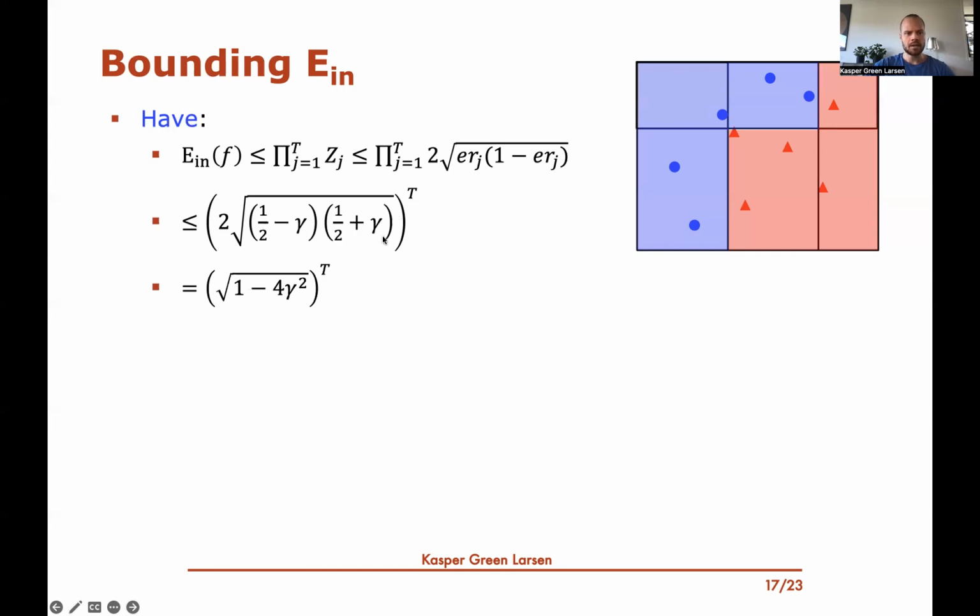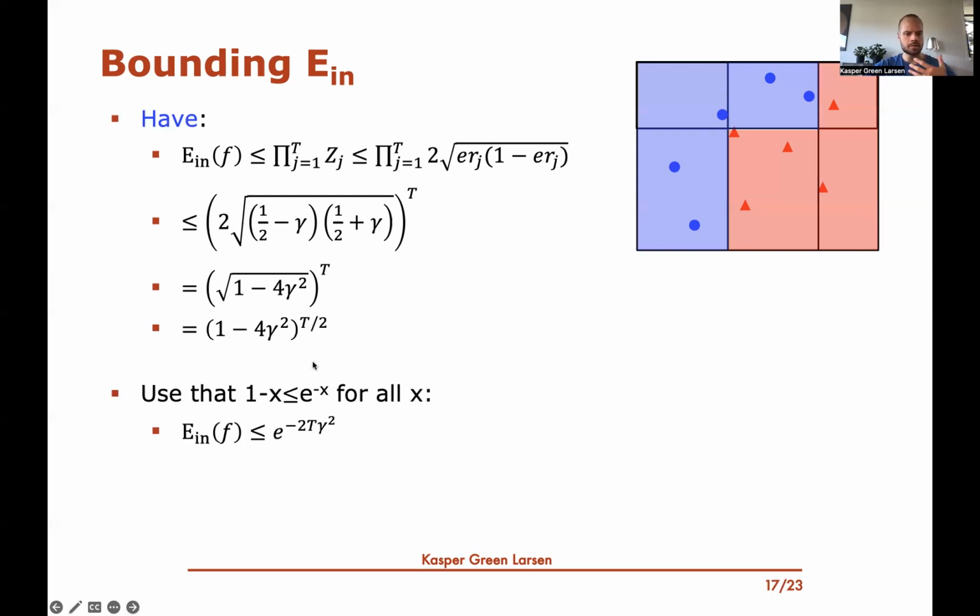They just disappear. And then we have the product here of gamma squared with a minus in front. So the minus gamma squared multiplied with the 4 that we moved in. So this just becomes the square root of (1 minus 4 gamma squared) to the t. Okay. The square root just moves into the exponent as a half. So the in-sample error is no more than (1 minus 4 gamma squared) raised to the t/2.